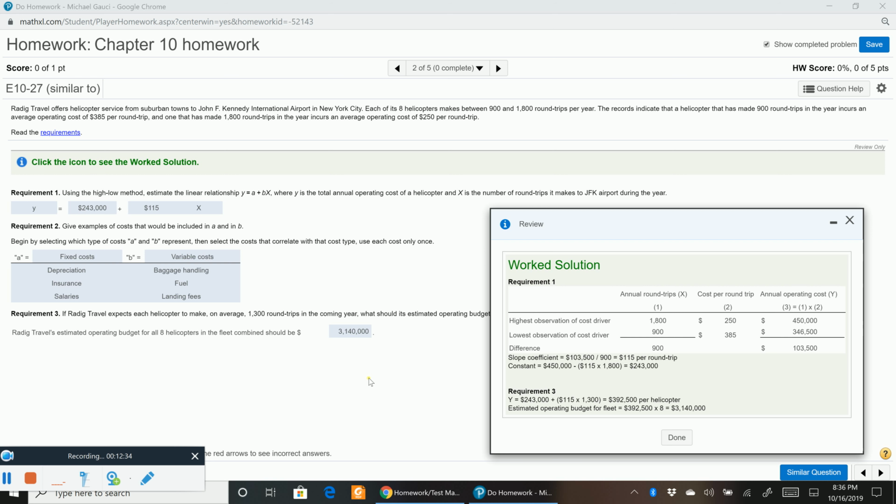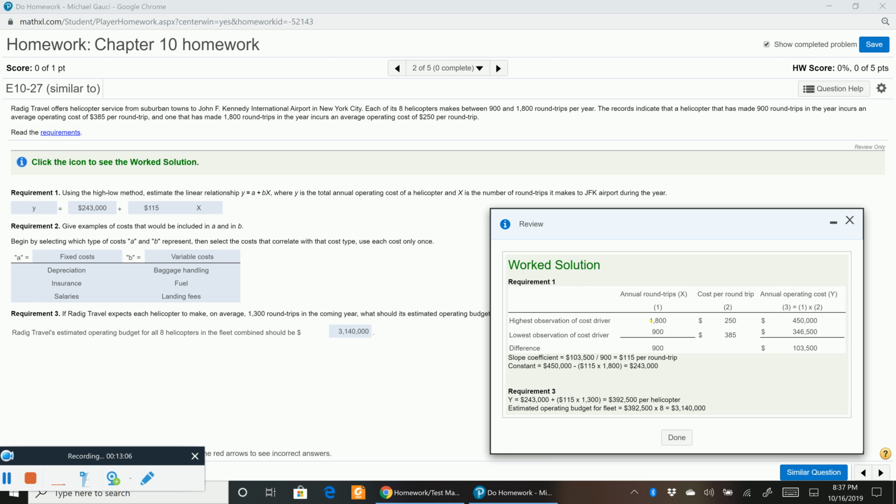Each helicopter makes between 900 and 1,800 round trips a year. The records indicate that a helicopter that has made 900 round trips in a year incurs an average operating cost of $385 per round trip, and one that has 1,800 round trips incurs an average operating cost of $250 per round trip. And so what we're going to do is use the high-low method to try to break up these costs between their fixed piece and their variable piece.